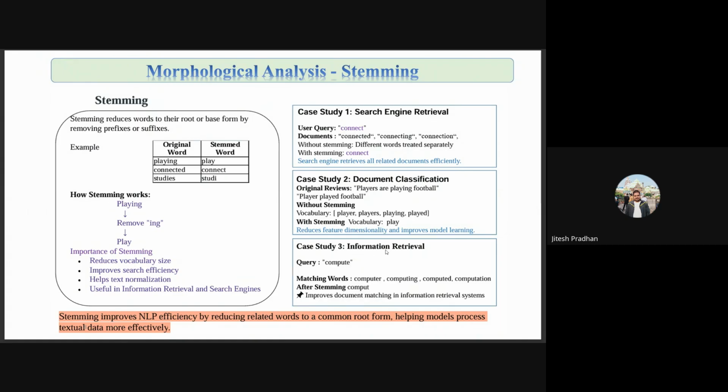Now we have information retrieval. Let's say we have written the query as compute. So the matching words will be computer, computing, computed, computation after stemming. So this is the common technique of stemming, where we remove the prefix and suffix to reach the root word.